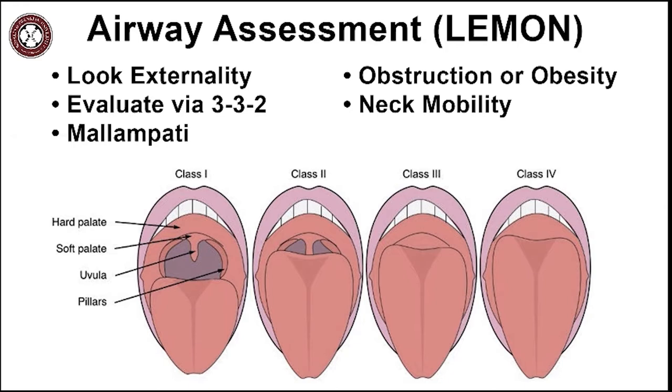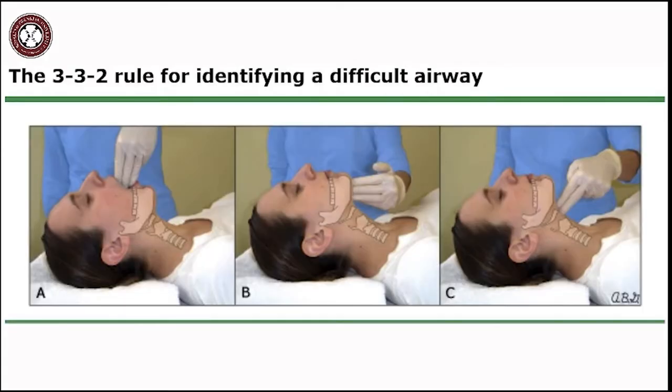LEMON is an acronym for Look Externally, Evaluate Using the 3-3-2 Rule, Mallampati Scoring, Obesity or Obstruction, and Neck Mobility. Other than key information in the patient's chart, looking externally should be the initial assessment completed to notice any overt indicators that intubation might be difficult, for instance, poor dentition or morbid obesity. Evaluating with the 3-3-2 rule is another method used to determine the likelihood of intubation success.